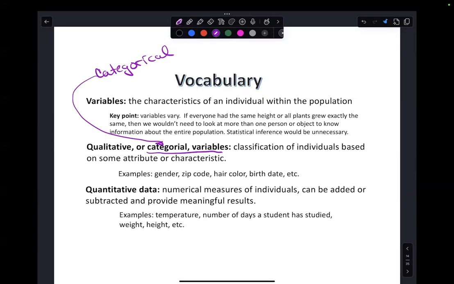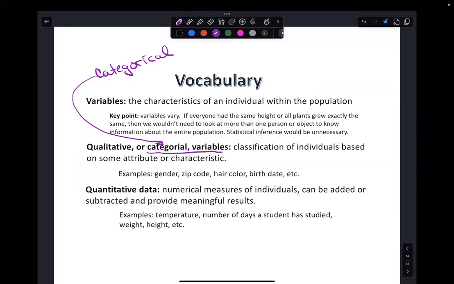So categorical variables, they're usually words, like hair color, gender, things like that. It's either words or numbers that you don't do math with. So it's going to be some attribute. It could be the color of their hair. It could be color of houses, color of cars going by. It could be breed of cat.